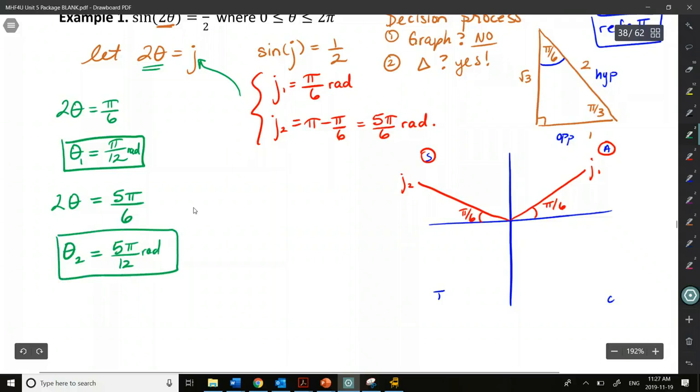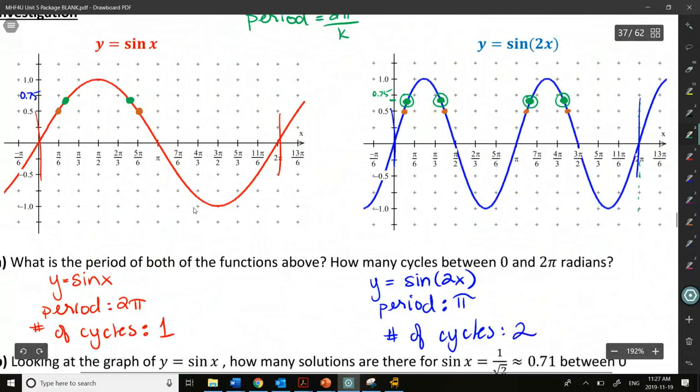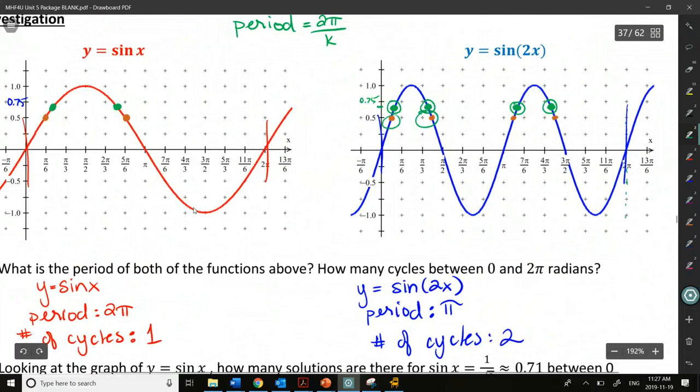Okay, now what about my other 2 answers? Because we said we were going to have 4 answers here, right? We actually even marked it off on the graph. We said there were 1, 2, 3, 4 answers. I just found the first 2. Any ideas for how we can find the next 2?